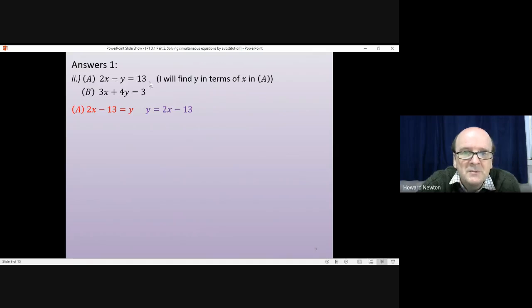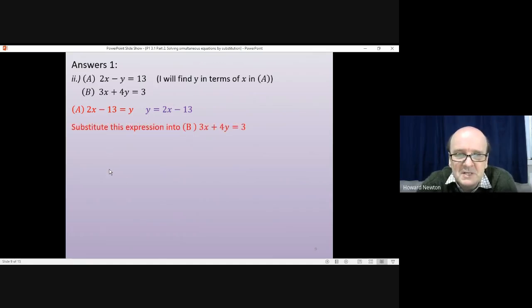Moving the y over to the right-hand side and moving the 13 over to this side, and then just writing that the other way around to make it look normal: y equals 2x minus 13. So that's the first step. I've used equation A to make y the subject. Y is 2x minus 13.